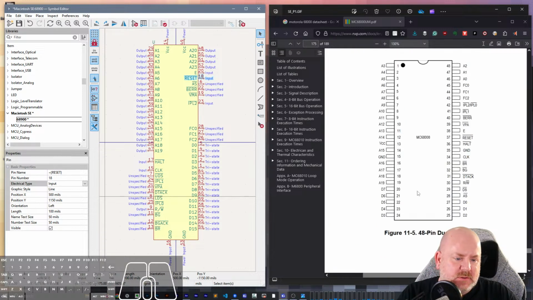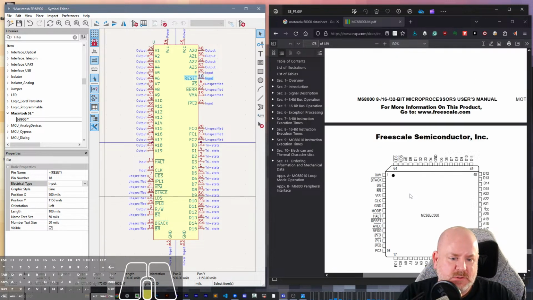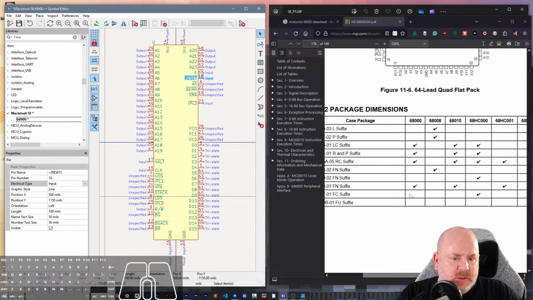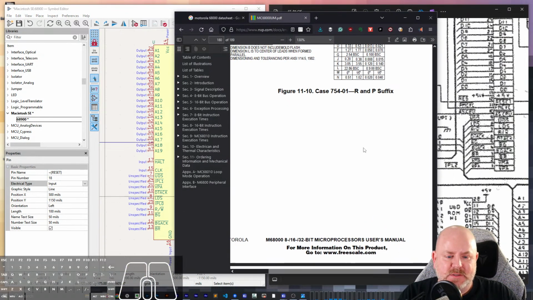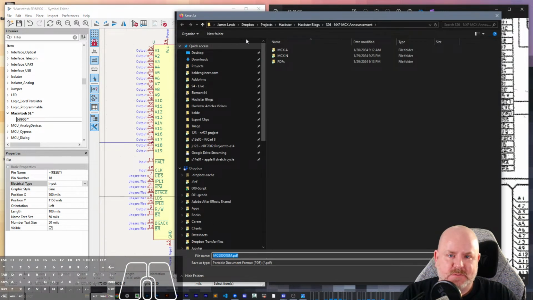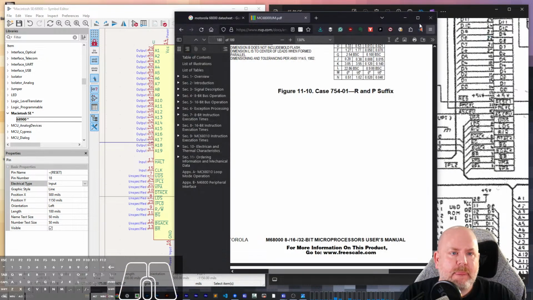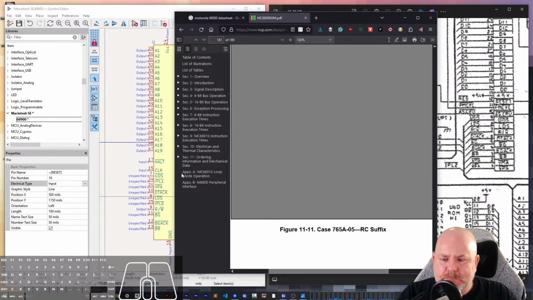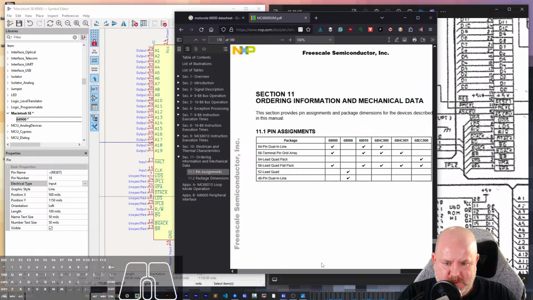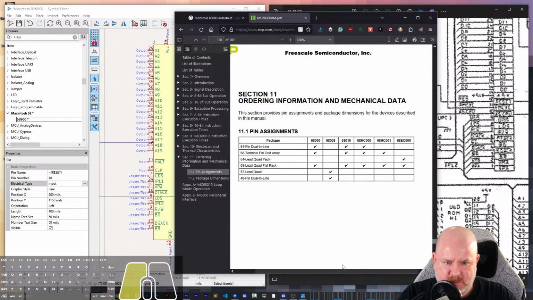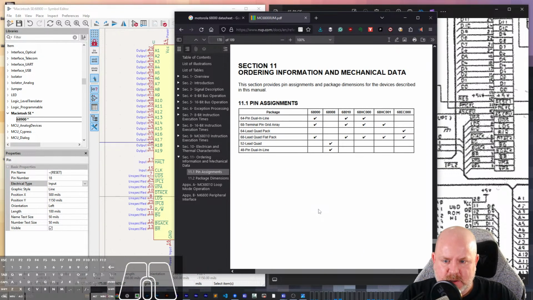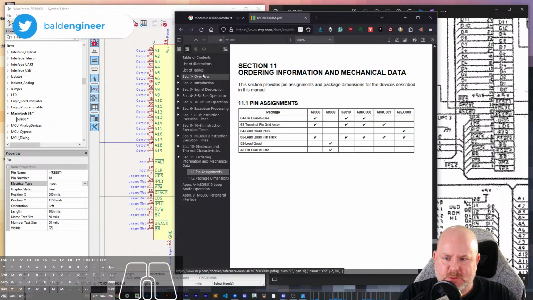Okay. So now there's a 48 pin version too. Huh. Okay, so what I would like now is, actually, you know what I'd like to do is save this before I forget. All right. So that's the pin assignments. What I want now are pin descriptions.